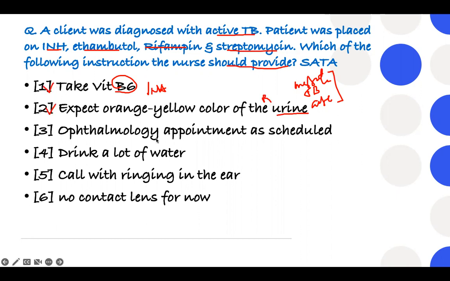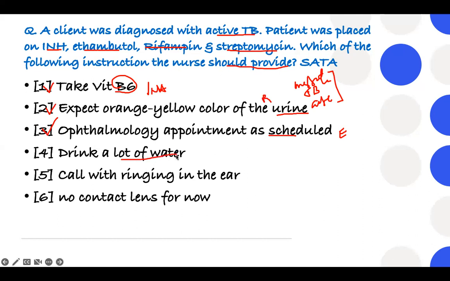Ophthalmology appointment as scheduled. Then you evaluate the third one. What do you have with the pathways? You're just using everything in the pathways: TB, medication, active. Which one of them? Why would I have to see ophthalmology? I just have TB, where ethambutol will cause optic neuritis. So therefore, that patient needs to see ophthalmology so that it will prevent the problem. If it's going to happen, they can catch it as early as possible. That's the reason why they need to see ophthalmology. So this teaching is effective.